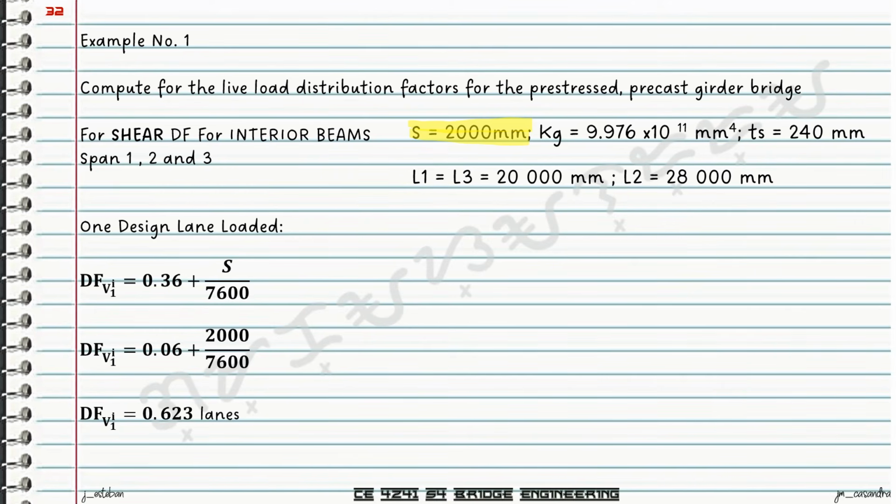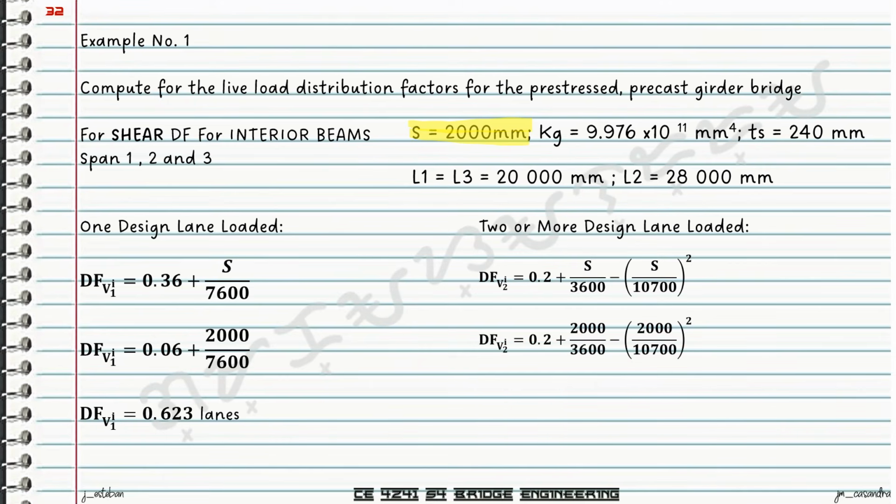And then for your 2 or more design lane load, the given equation from the table is this one. So it's still governed by the spacing of the stringers, so it's the same for span 1, 2, and 3. Substituting now S equal to 2000, we'll get a value of 0.721 lanes. So again, whichever value gives us the higher value of distribution, that will be the governing value for the shear distribution factor for our interior beams.